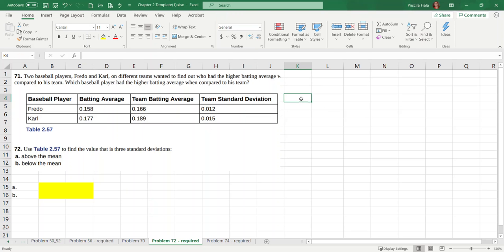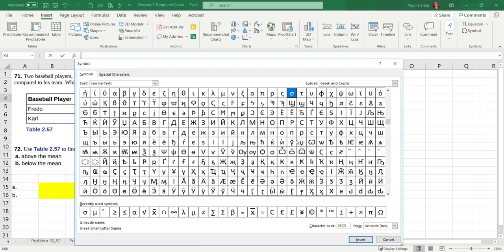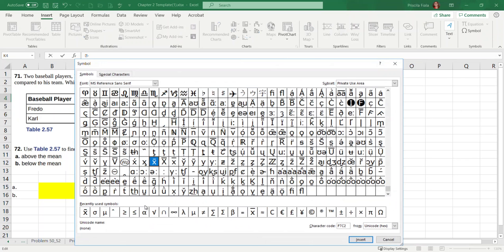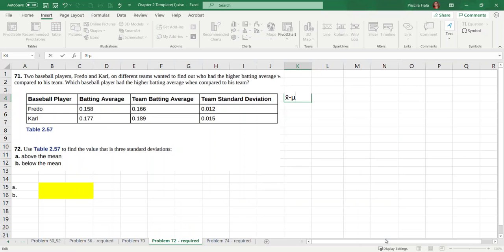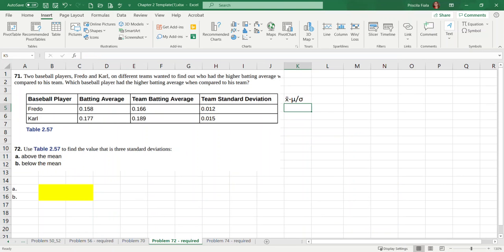Well, first of all, you would have to have the formula. Let me put it here for you. You're going to have the individual mean, and then you're going to subtract what they call the population mean. So the whole team represents the population. And then you're dividing those by the standard deviation for the population, in this case presented to us right here. So that would be your formula.